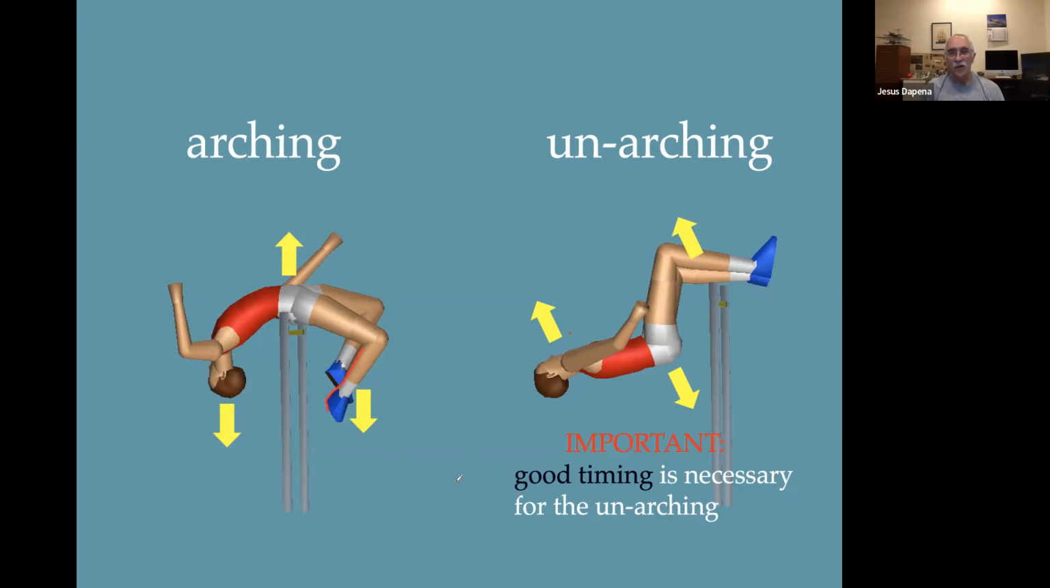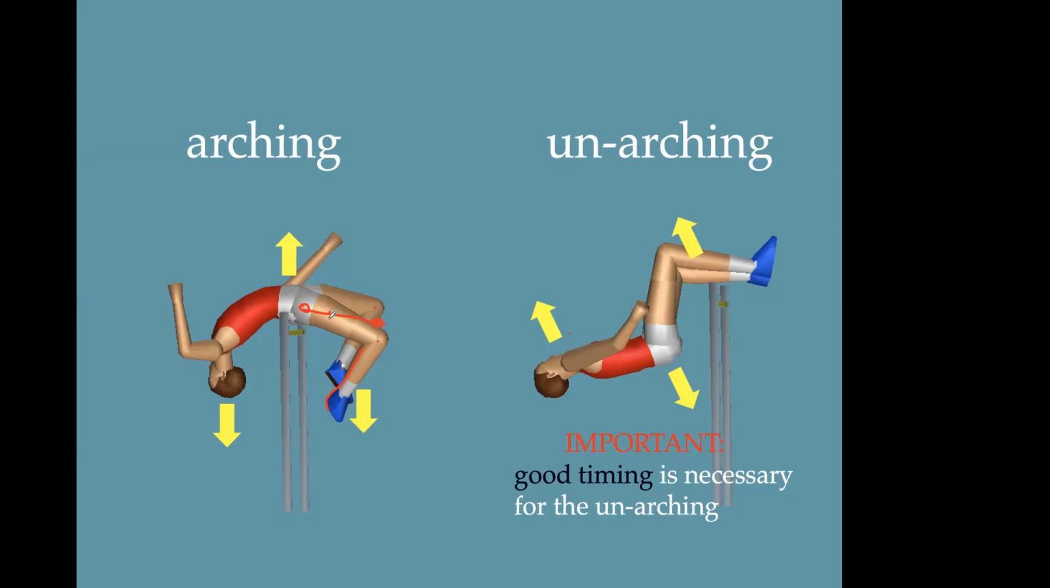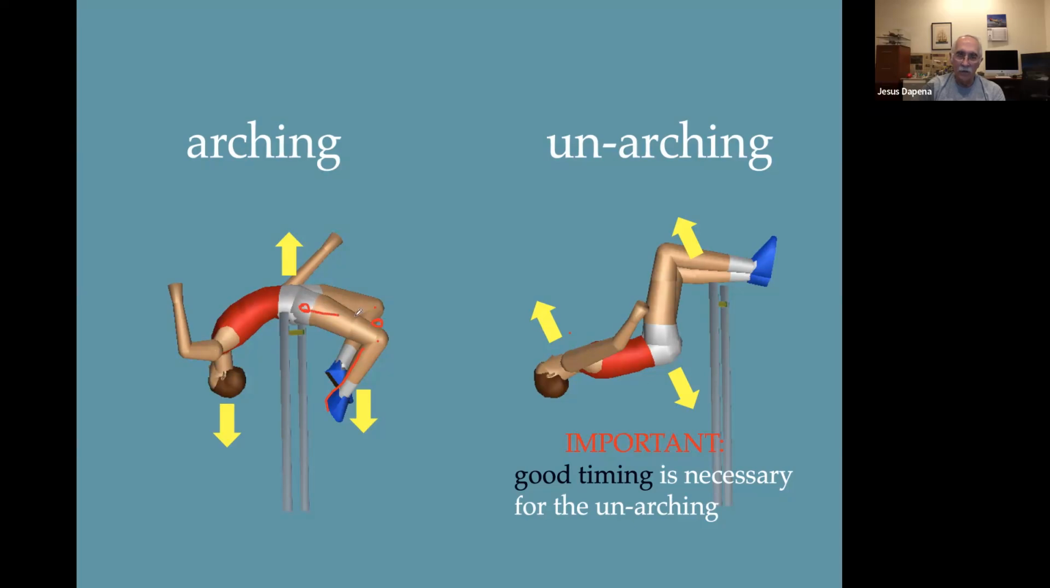When should you start the unarching? Well, I used what we call a rule of thumb, a general rule. So we have here the hip, the mid-hip. We have here the left knee, the right knee, and this is the mid-knee, the midpoint between the knees. And we can make a line going between the two.